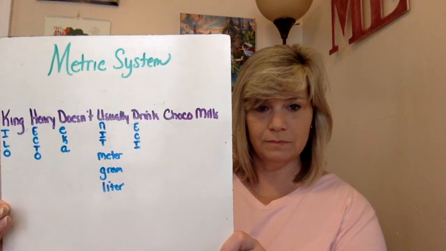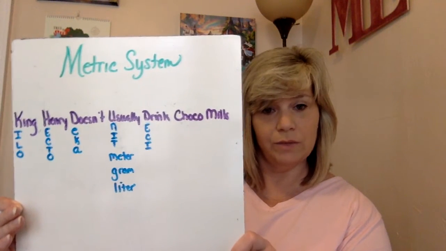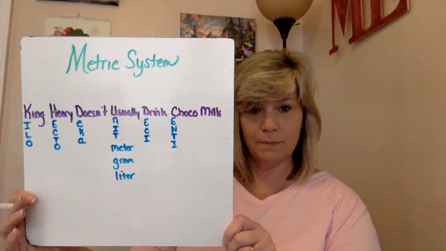D for deci. Again, there's the kilo, hecto, deca, unit, which is meter, gram, liter, deci. C for centi. Remember, pause this if you need to. And then M for milli.